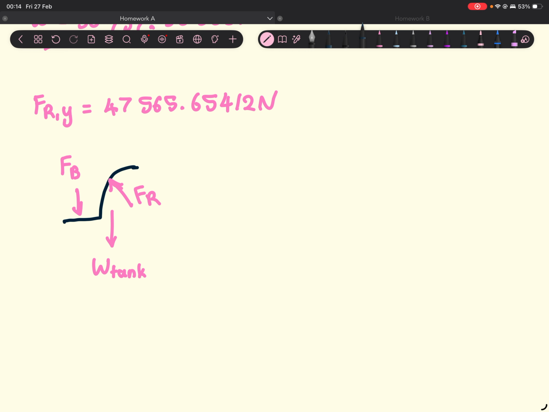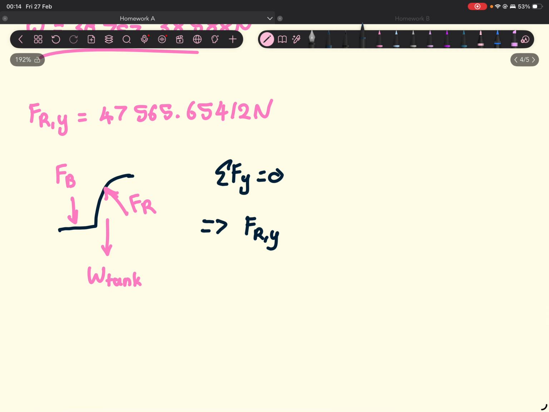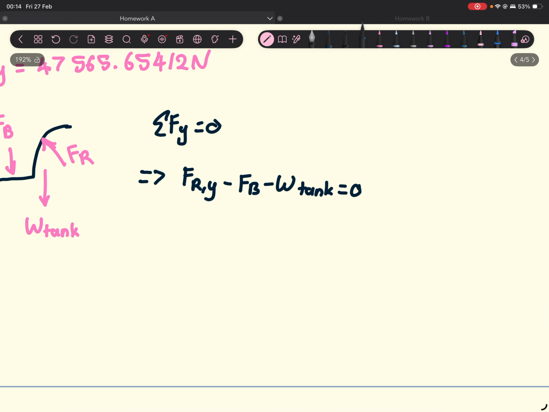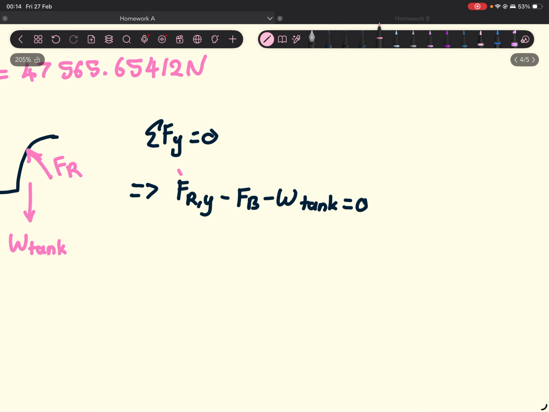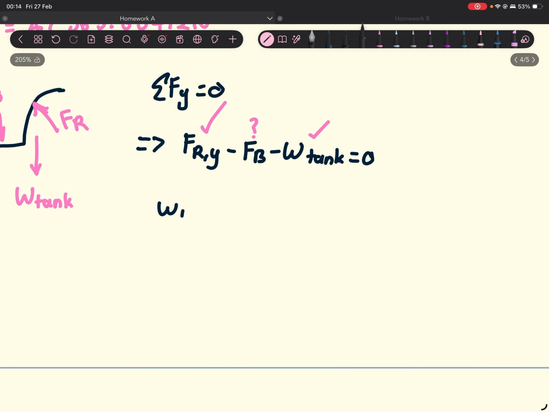So if we were to do sum of forces in Y equal to 0, we'd get that FRY minus FB minus W of the tank is equal to 0. And then we know what FRY is. We can find the weight of the tank, and then this is what we're looking for. So cool, let's find the weight of the tank.